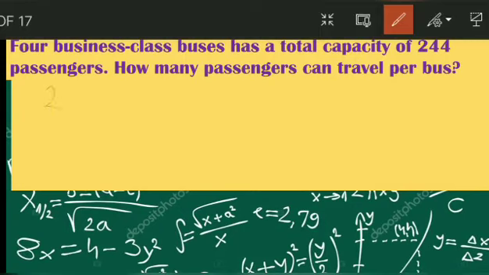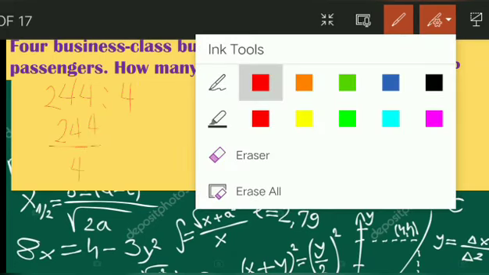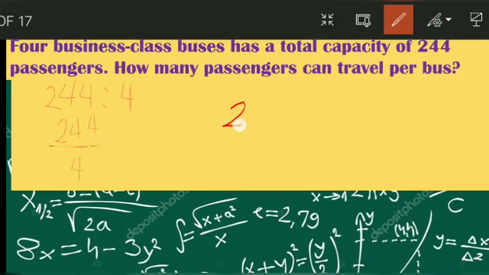So, gawin muna natin siya into ratio form. So, 244 is to 4. So, kapag fraction form siya, we will have 244 all over 4. Okay, let's divide. 244 divided by 4. So, 24 divided by 4 is 6. 6 times 4 is equal to 24. 24 minus 24 is equal to 0.